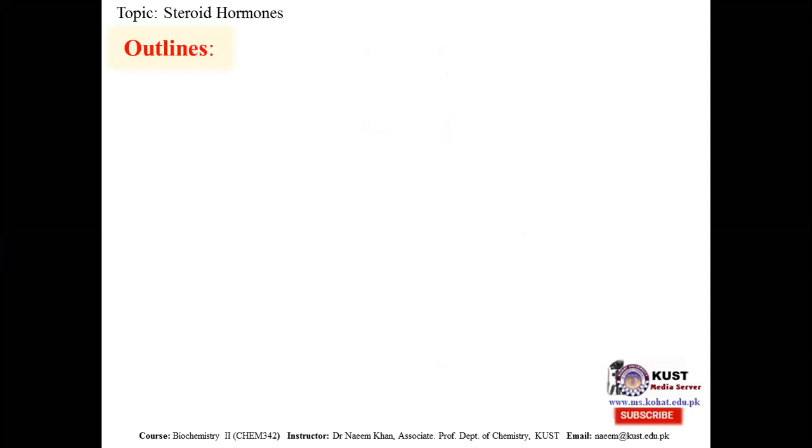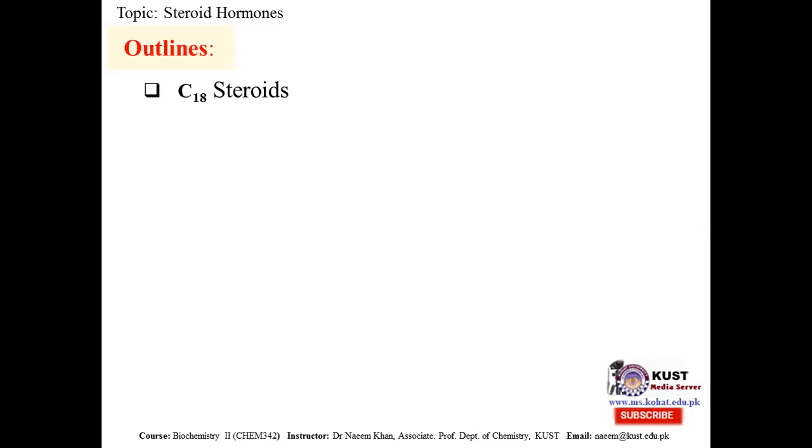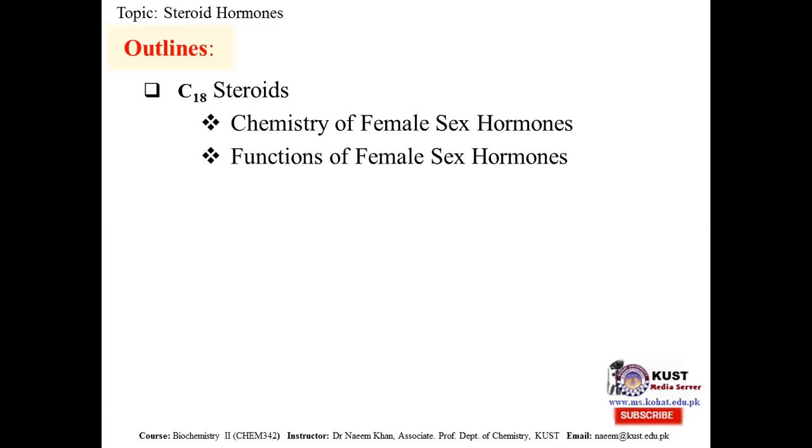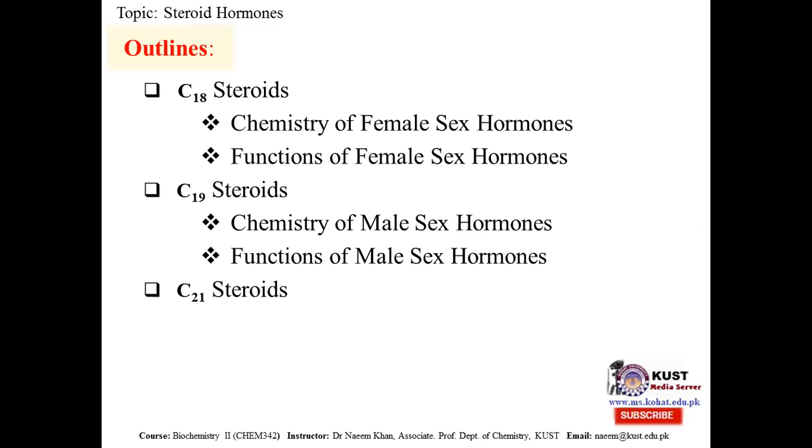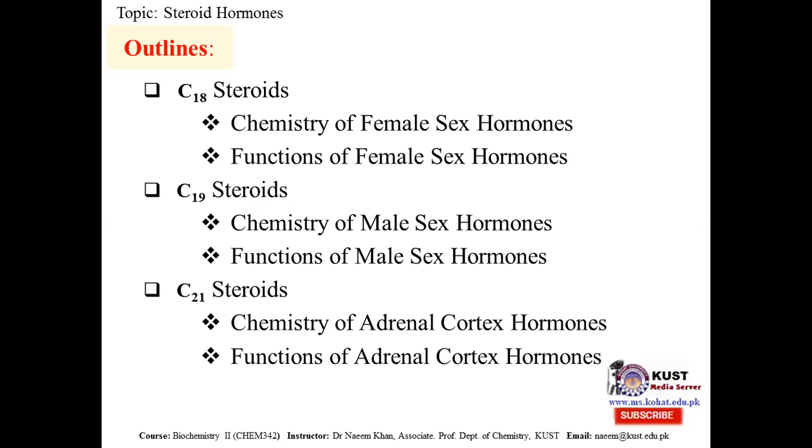Outlines for today's lecture include: we will talk about the subclass of steroid hormones containing 18 carbon atoms, and here we will highlight the chemistry of female sex hormones and the important functions of female sex hormones. Then we'll go to another subclass of steroid hormones, that is C19 steroids, and this includes the chemistry of male sex hormones and the important functions of male sex hormones. Then we will go to the third subclass of steroid hormones, that is C21, or the steroids having 21 carbon atoms. And here we will highlight the chemistry of adrenal cortex hormones and the important functions of adrenal cortex hormones. Let's make a start.